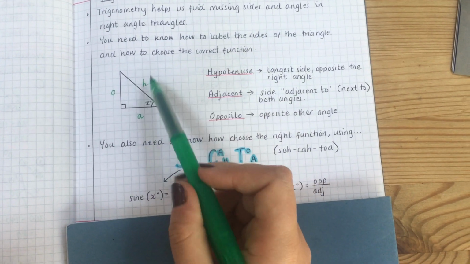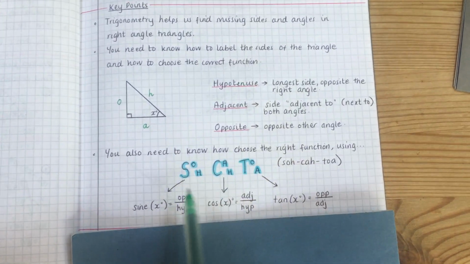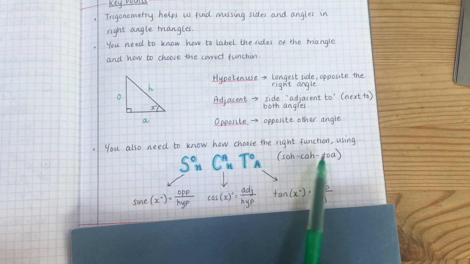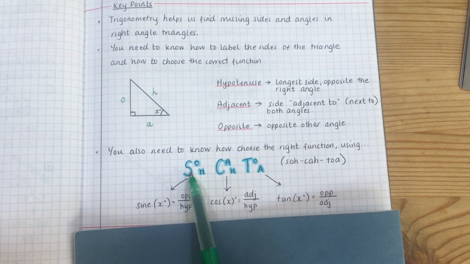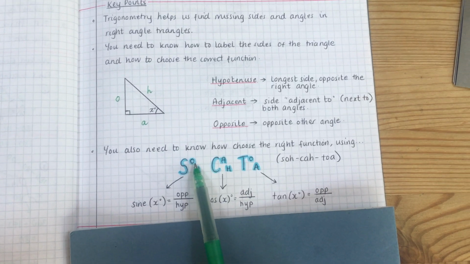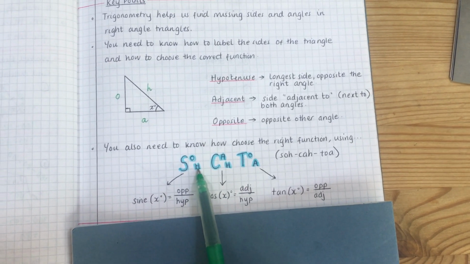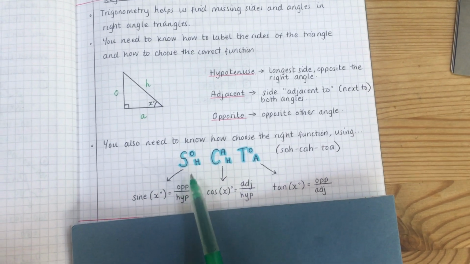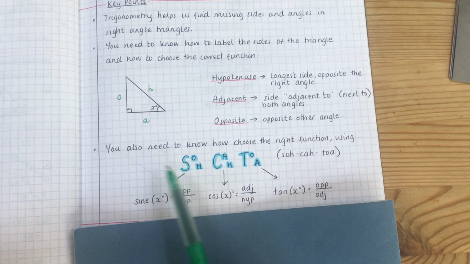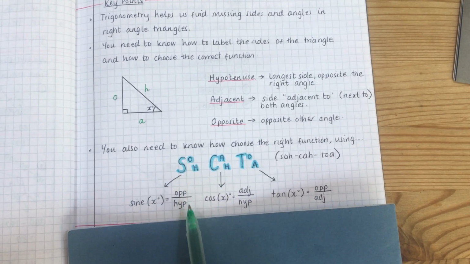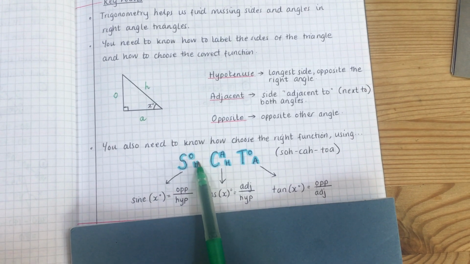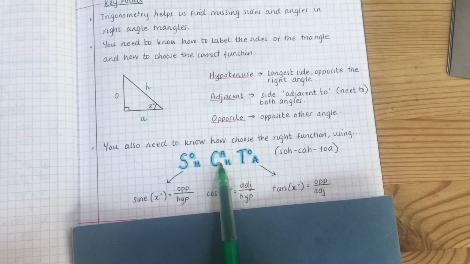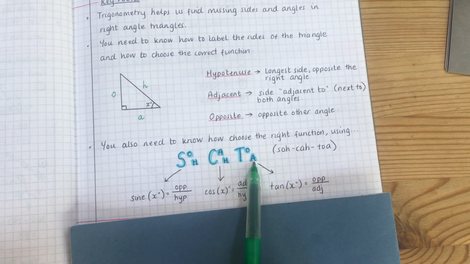Now, the reason that you need to know how to label them is because that's what tells you which function you're going to use. To remember that, we use SOHCAHTOA, and this is how you say it, SOHCAHTOA. The reason I've written it like this is because it's then useful to tell you what's at the top of the fraction, what's at the bottom of the fraction, and what the function is. So if we look at sine, you know it's sine if you have in your question the opposite and the hypotenuse, so O and H. If you are given a question and you've got the adjacent and the hypotenuse, A and H, you use cos. And if you get the opposite and the adjacent, you use tan.